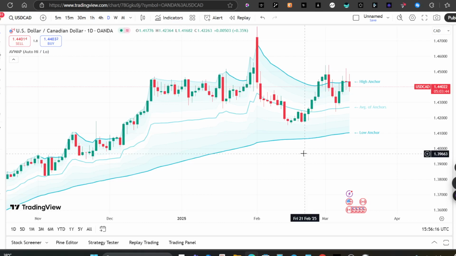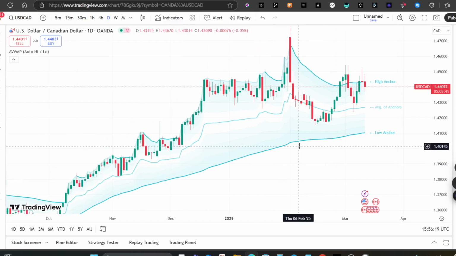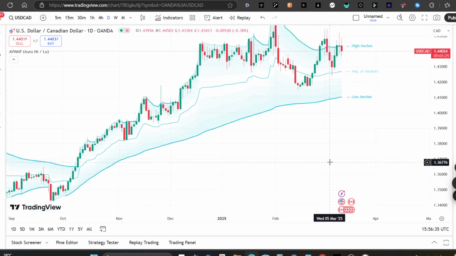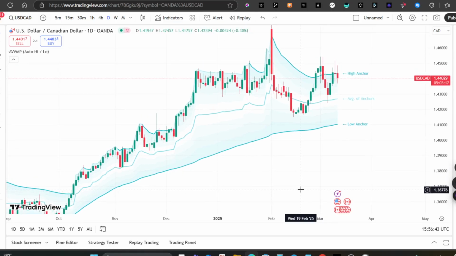Now, this particular indicator, you can see that it does the high anchoring, the average of anchors. It displays the information for the high anchoring points, the average of anchors, and the low anchor. Now how do you use this indicator in your trading strategy? When price is trading within the upper channel of this anchored VWAP indicator, it indicates buy momentum. You could be looking for buy opportunities.